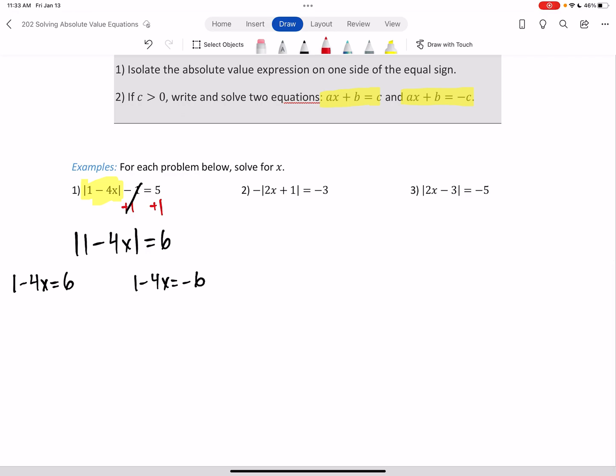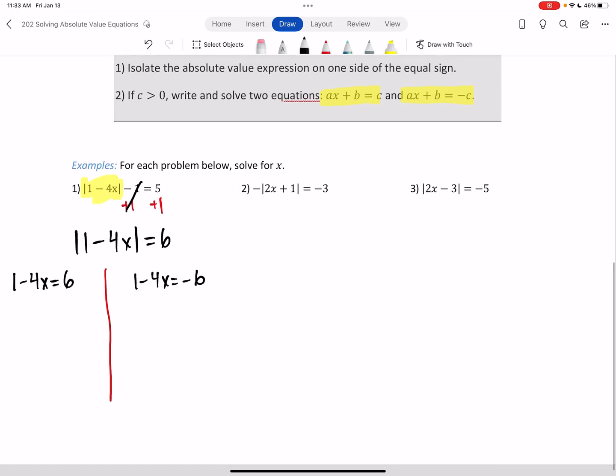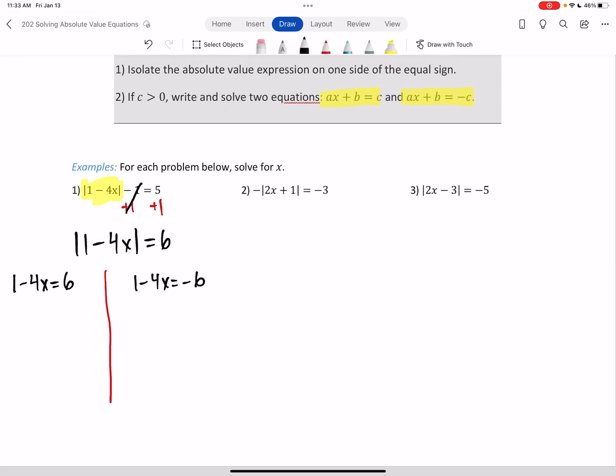And now I'm going to take a second and solve these equations separately because I'm going to get two different solutions. So notice when you remove the absolute values, that's when you put the positive and negative in. Don't put the positive and negative in at the very end. Okay, so this is a linear equation I solve just like I did before. Subtract 1 from both sides. Negative 4x equals 5. Divide both sides by negative 4. And I get x equals negative 5/4.